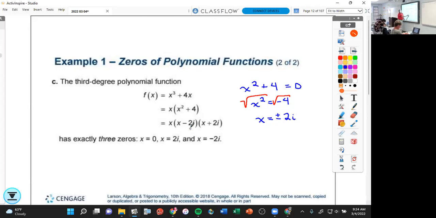So here, that right there, there's the plus 2i, right? x minus 2i equals 0 means x equals positive 2i. And there's your negative 2i. So third degree, there's 1 zero, there's another zero, there's another zero. There are 1, 2, 3 zeros. Okay. 1 real, 2 imaginary, right?